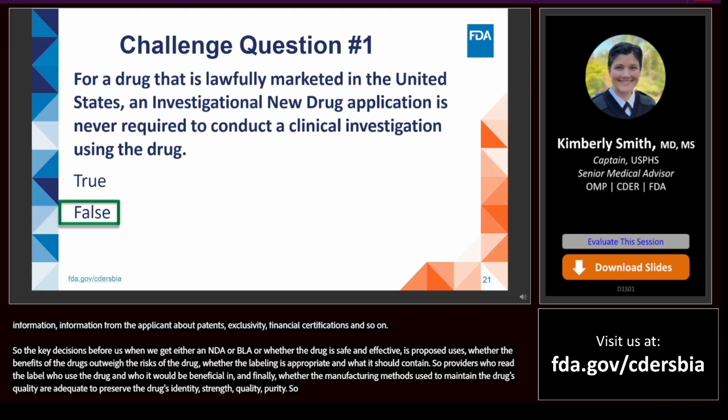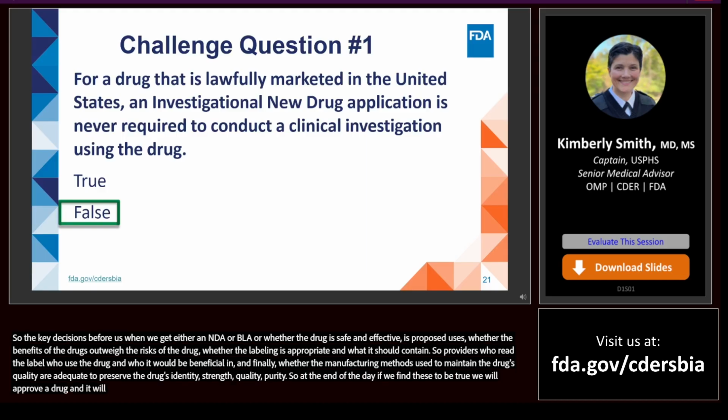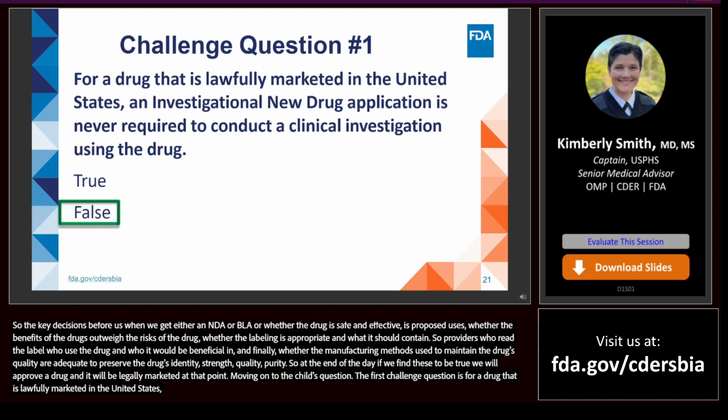So this is false. Not only does the drug have to be lawfully marketed in the US, but to be exempt from IND requirements, the study can't be intended to support a new indication or significant labeling change. It can't involve a route of administration, dose, patient population, et cetera, that would significantly increase risk. And the investigation needs to be conducted in compliance with other regulations, such as IRB and informed consent requirements.